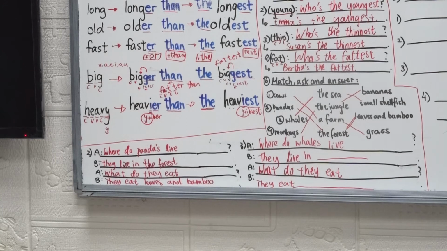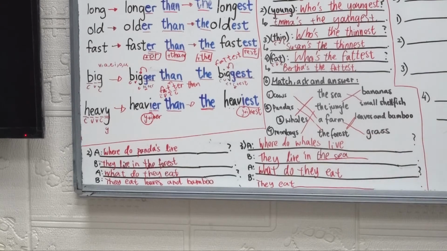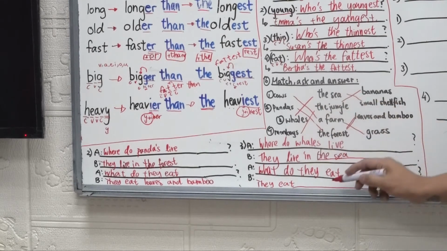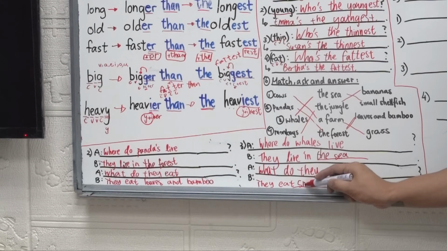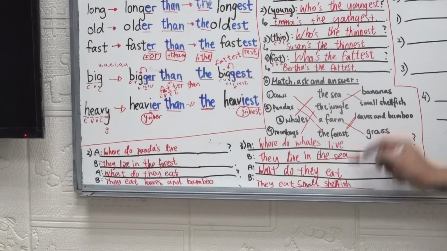Alright, so it should be where do whales live? They live in the sea. Okay. What do they eat? They eat, the answer is already here, right? Whales, the sea, small shellfish.